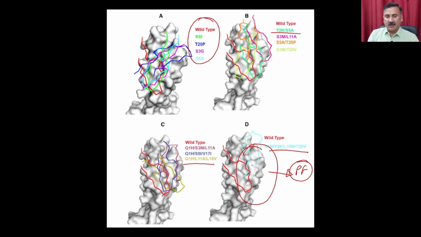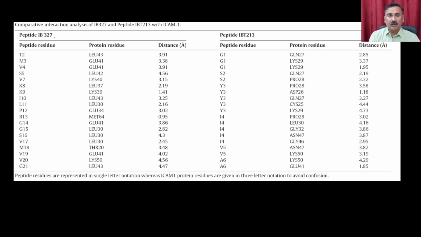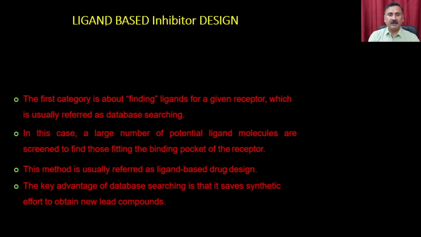So taking these into account, we designed the new molecule, and what we found is that this new molecule, the IB327, is as efficient as the IB peptide. This is the IB peptide, this is a smaller peptide, this is a larger peptide, and both have very strong interactions with all the residues we identified as used for the interactions. So this is the receptor based study you can perform to design new inhibitors. Then let's move on to the next molecule, and the next is ligand based inhibitor design.